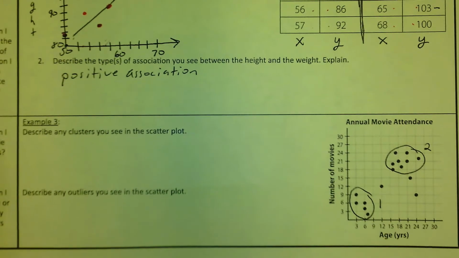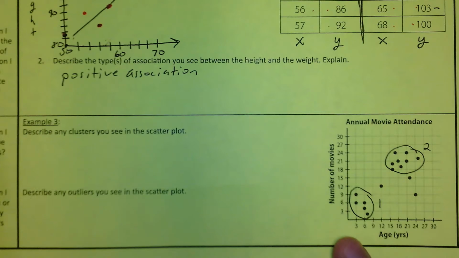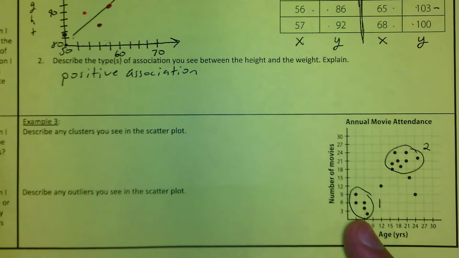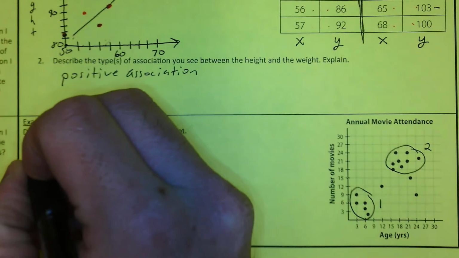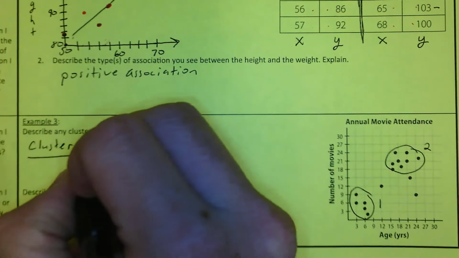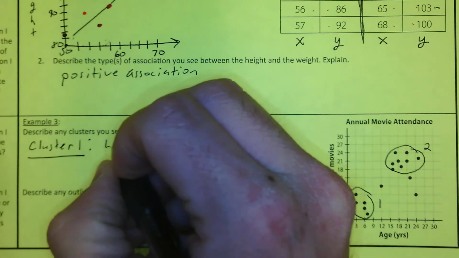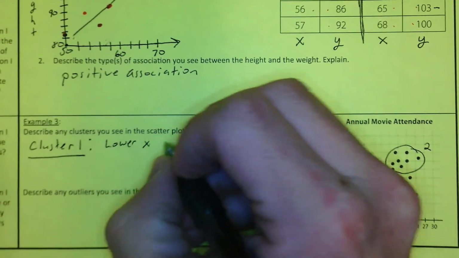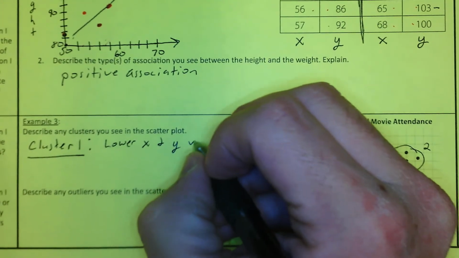So then I want you to describe that. Well, we can say, for instance, that cluster number 1, we notice that it's at lower x and lower y values. So maybe we can say that cluster 1 would be that when you are younger, you don't watch as many movies every year. So cluster 1 has lower x and y values.